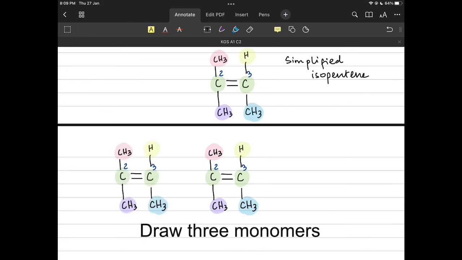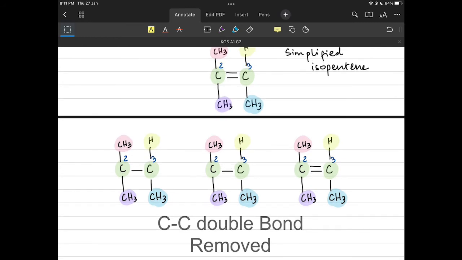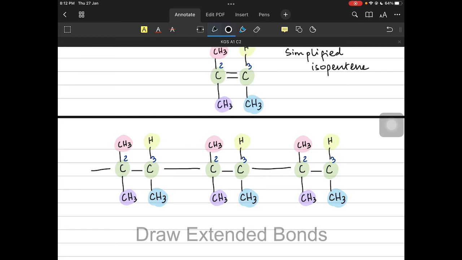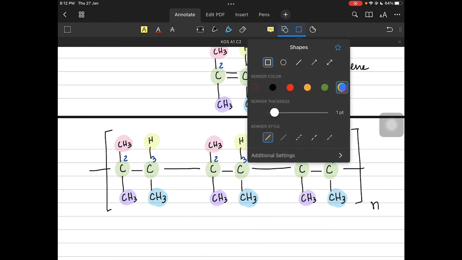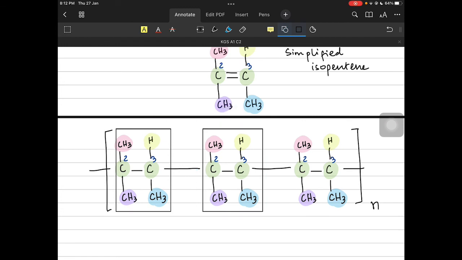We made multiple replicas, so I'm drawing 3 monomers, 3 isopentenes. I'm making the carbon-carbon double bond go away. And now the monomers will combine, the carbons will combine with each other. From the corners, we draw extended bonds, we draw square brackets, and we put a small n to show that many small molecules are combining to give us a long chain polymer. You can see this is one, this is the second one, this is the third one. They are repeated again and again to give us a long chain polymer.